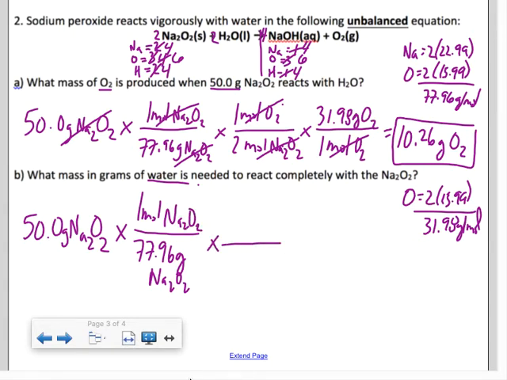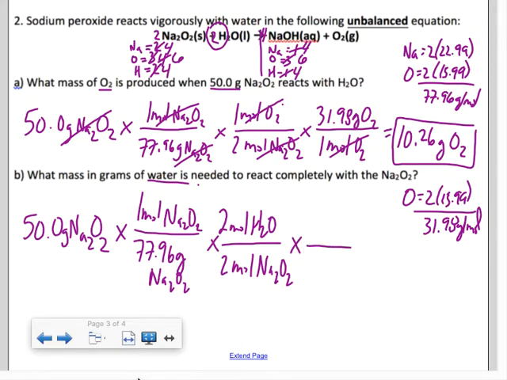Now I'm in moles of Na2O2. I can convert it to water. So I have a 2 here. That means the 2 go here: 2 moles of Na2O2. I'm going to water. Here's water: 2 moles of H2O.